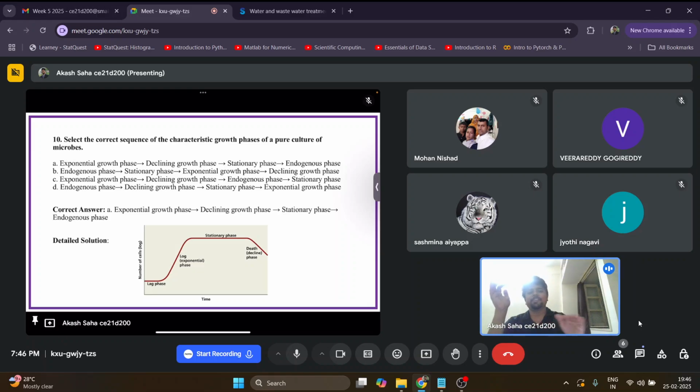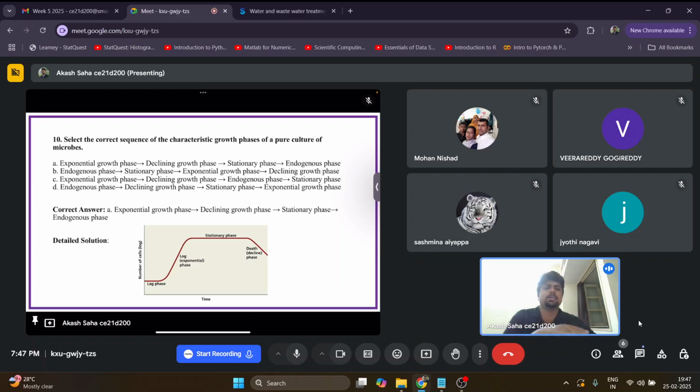Okay, in the stationary phase, the death rate and the growth rate are approximately the same, so it becomes stationary. After that, the death phase, or the decline phase, or the endogenous phase happens. And endogenous respiration is nothing but the cell's own protoplasm getting oxidized, which we discussed in the last class.